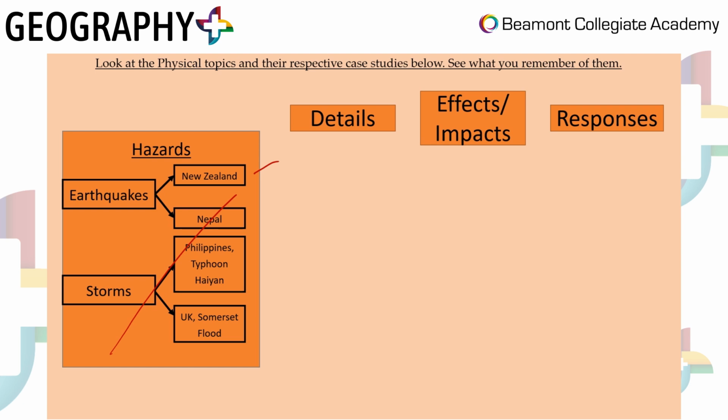Now here in about 10 minutes, I just need to jot down what's in my head. What do I initially remember about New Zealand? Well, I remember the earthquake was 7.8 in terms of its magnitude, and I remember it happening at a destructive plate margin, but I don't quite remember much else.